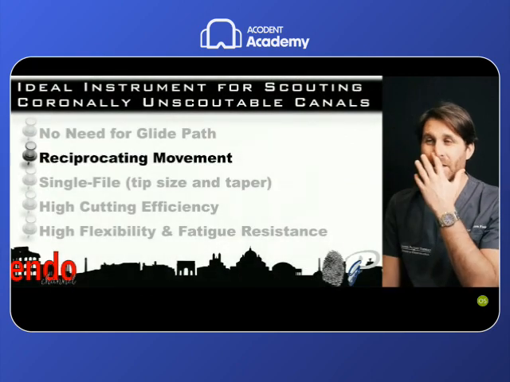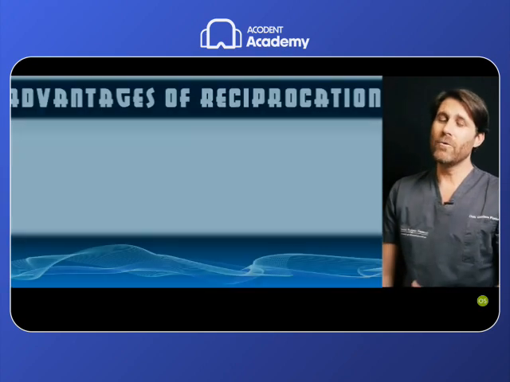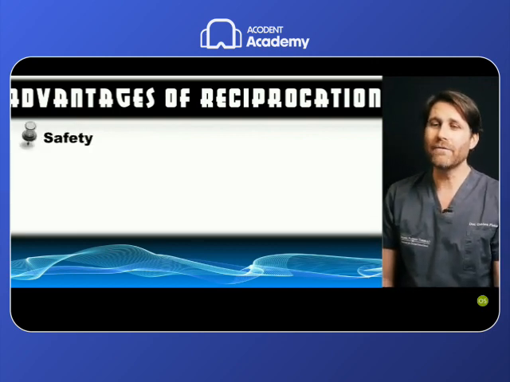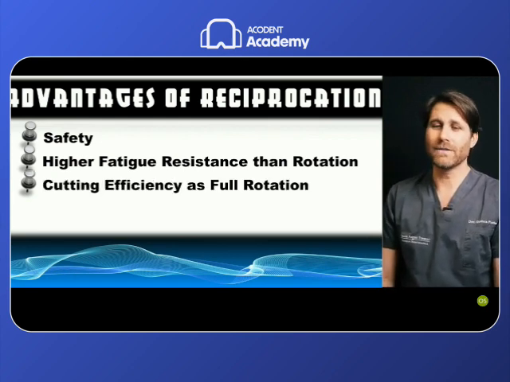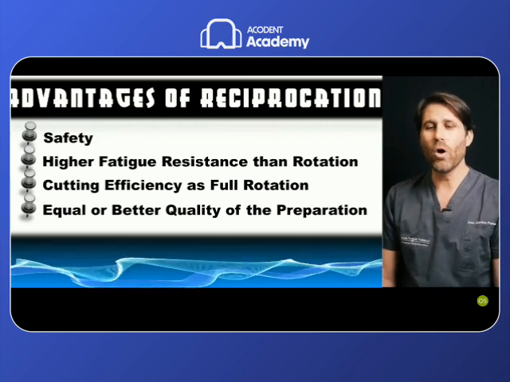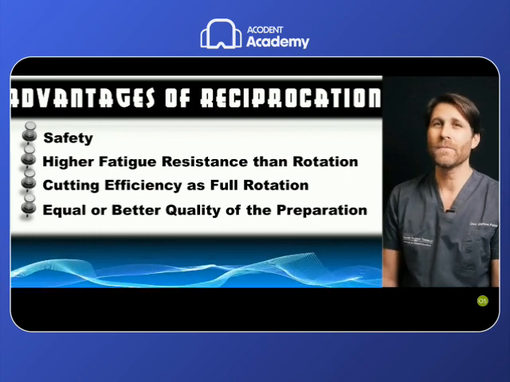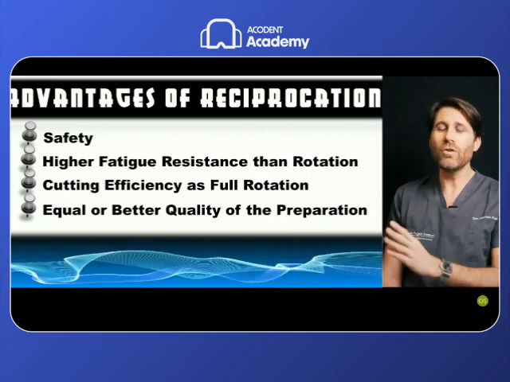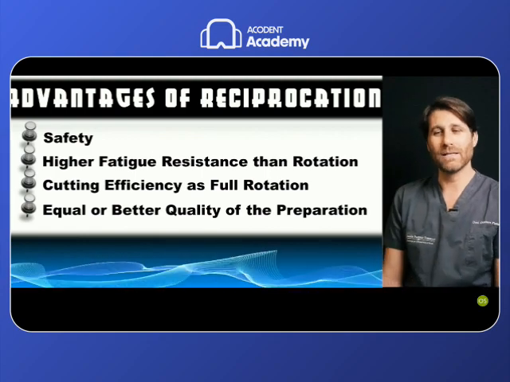The ideal instrument for scouting of coronally unscoutable root canals is also a reciprocating file, a file with a reciprocating movement. I will not repeat all the advantages that the reciprocating movement has: the safety, the higher fatigue resistance than rotation, the cutting efficiency as full rotation, the equal or better quality of the preparation, because I have clearly described in detail all these advantages in the lesson on the ideal instrument for root canal preparation. So those are all the advantages of reciprocation that we can keep for preparing this kind of very complex root canals.